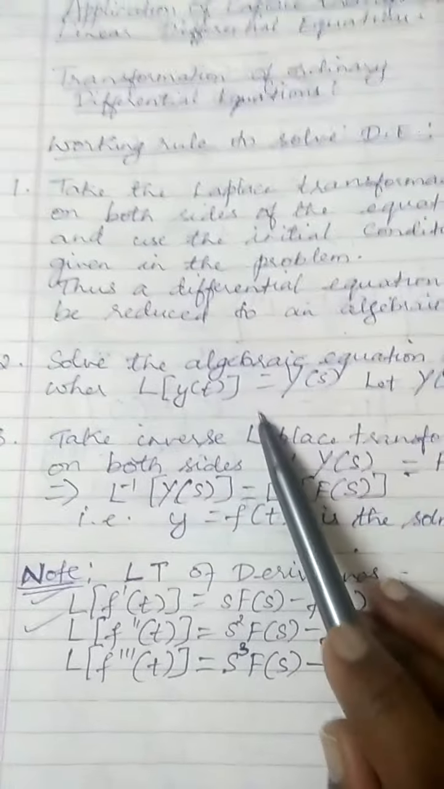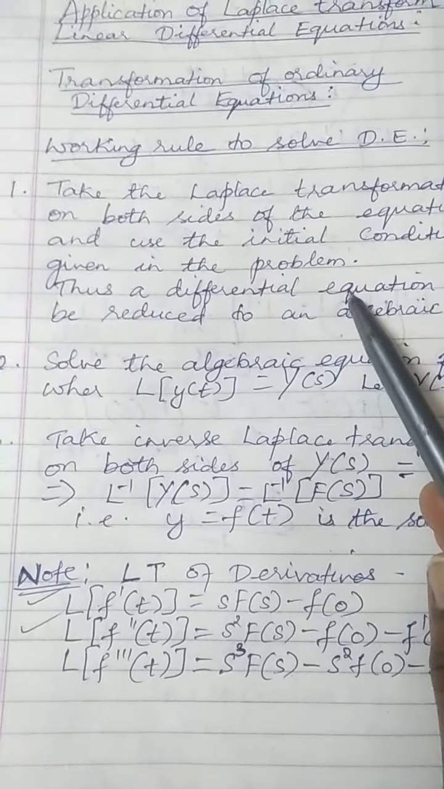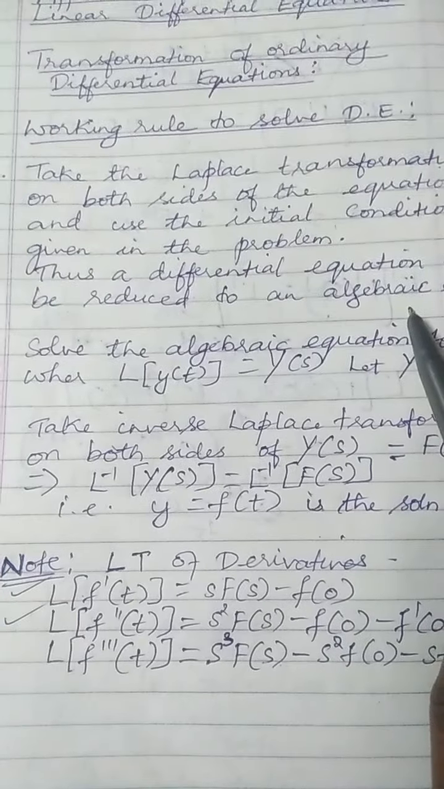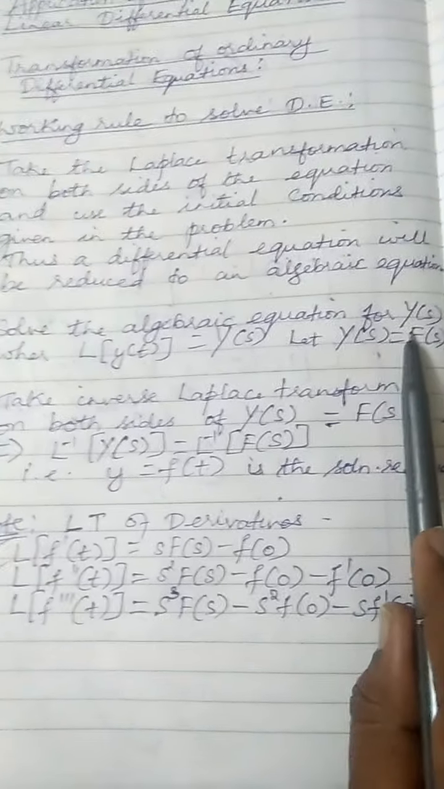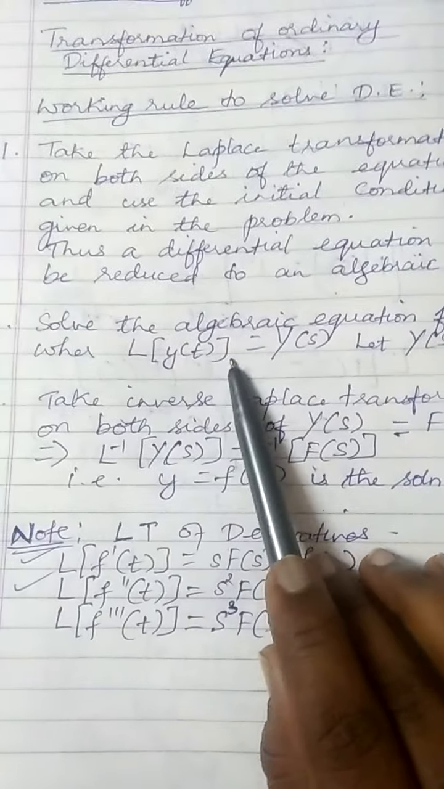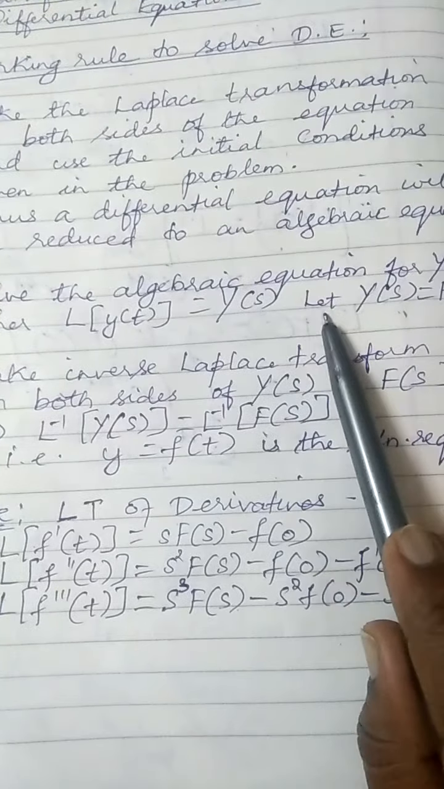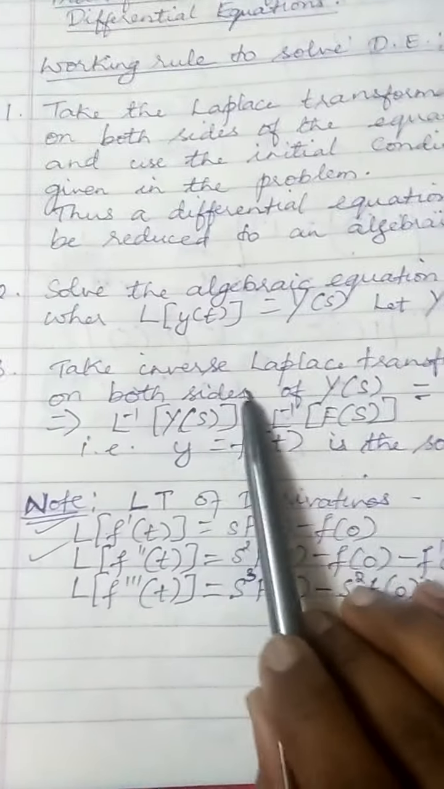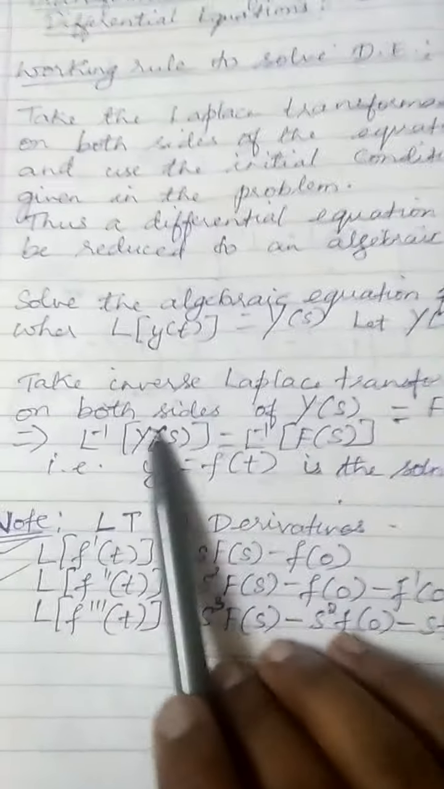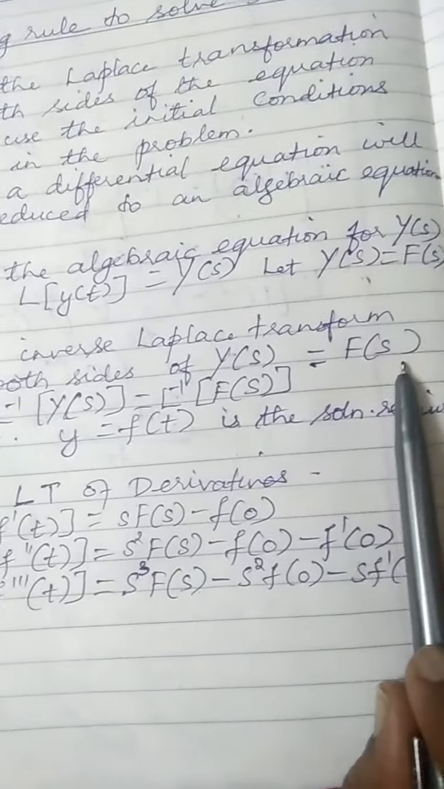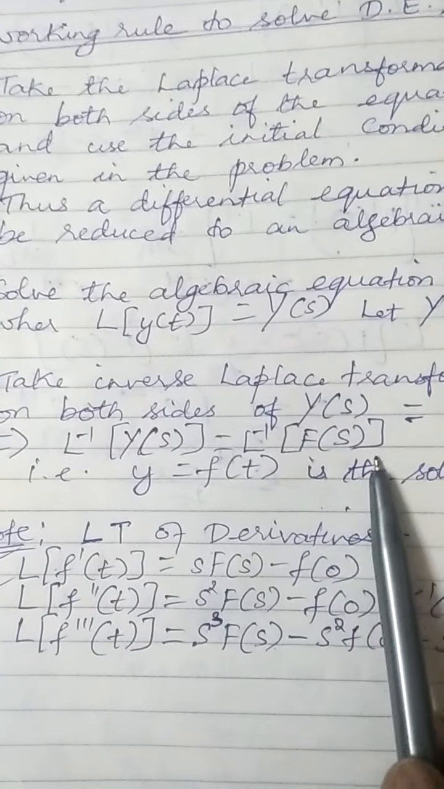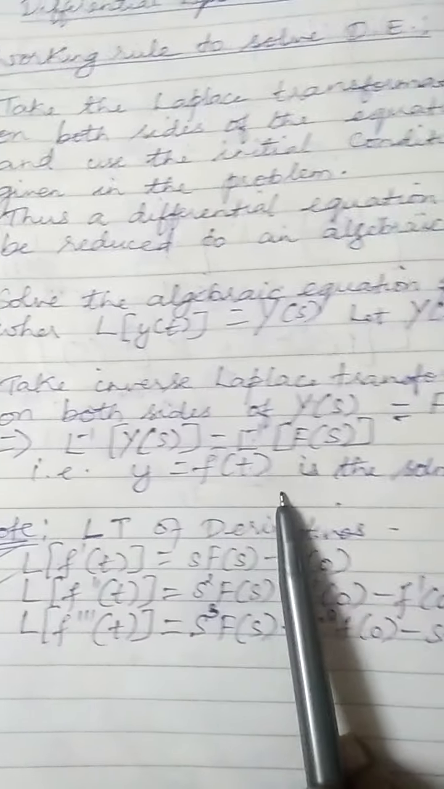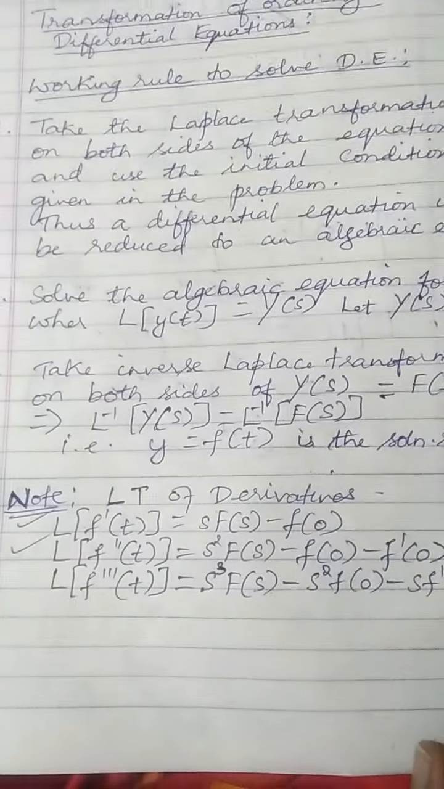That is the first step. In the second step, the differential equation will reduce to an algebraic equation. So in the second step, we have to solve the algebraic equation for y of s, where L of y of t is equal to y of s, and let y of s equal f of s. Step 3, take inverse Laplace transform on both sides of y of s equal to f of s. That is, L inverse of y of s is equal to L inverse of f of s. That is, y equal to f of t will be the required solution.